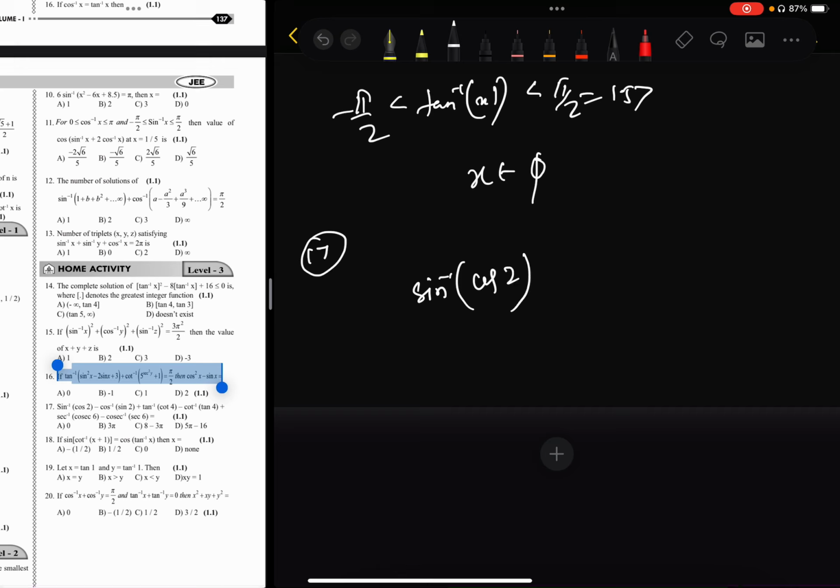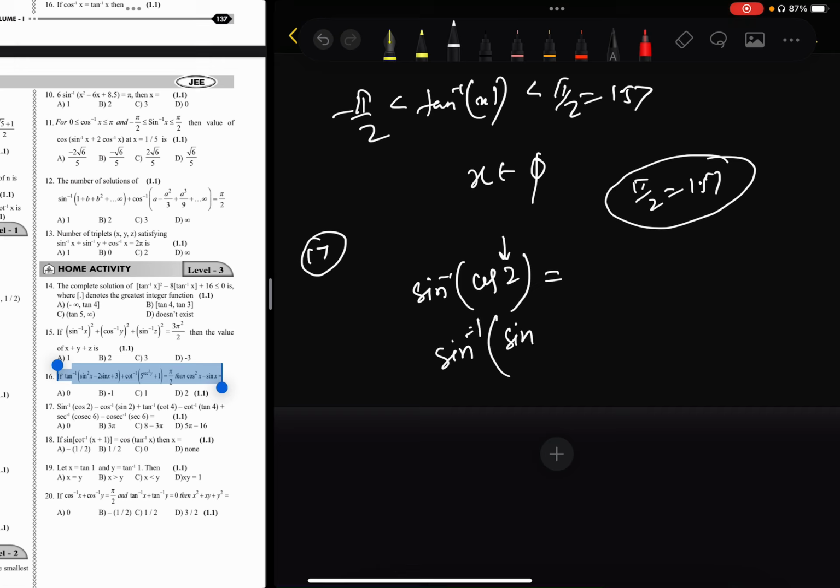Sine inverse of sine x is x if x belongs to minus pi by 2 to pi by 2. So if any angle is written here, you have to write it only between minus pi by 2 to pi by 2. Here 2 is greater than pi by 2, since pi by 2 is 1.57. So first of all we need to convert into sine also.